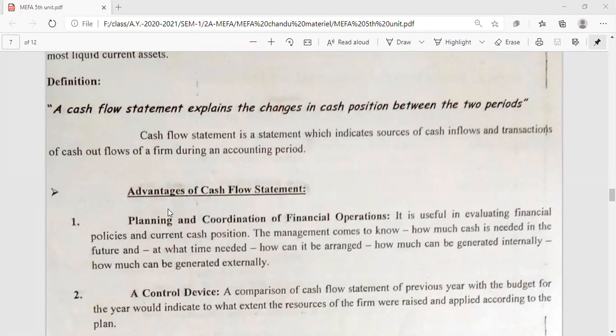So this cash flow statement indicates the sources of cash inflows and the transactions of cash outflows of a firm during an accounting period. Accounting period generally means from the first of April to the 31st of March.